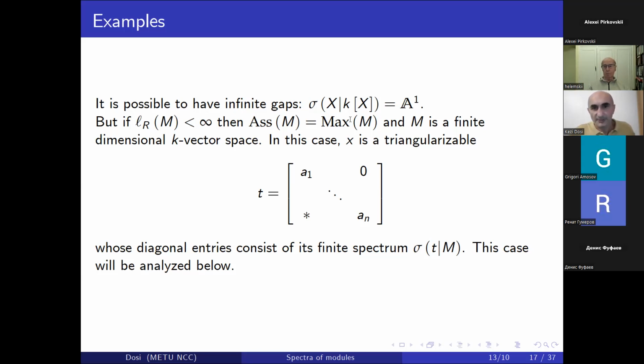Then associated primes are maximal. M is a finite dimensional vector space. In this case, X is triangulizable. Now look, this is a lower triangular matrix. This is my spectrum, A1, ..., AN is here. These are diagonal elements which consist of the finite spectrum of T. How you can get this A1, ..., AN, again, I will explain below.